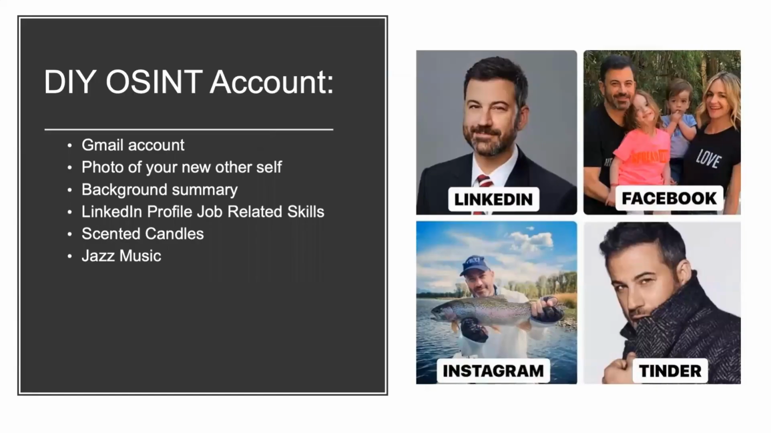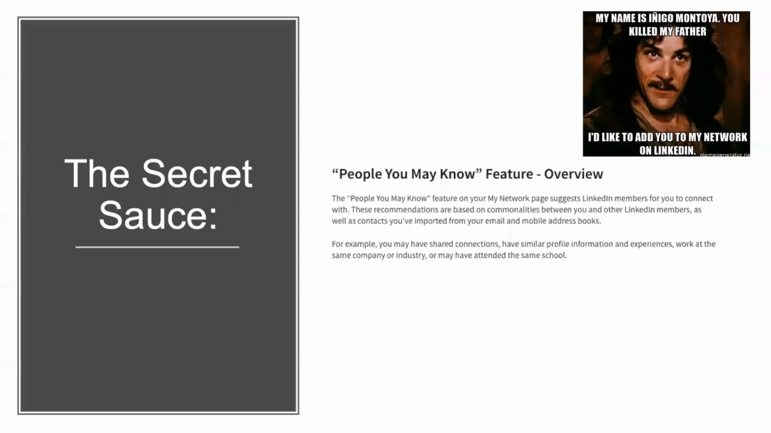Here's a couple tips on what you need to do to get started. Make yourself a Gmail account, grab a photo that you can edit so it's not viewable on Google Images. Give yourself a nice convincing summary, light some candles, and get going. There's a feature on the My Network page of LinkedIn where the process works. Basically, there's a People You May Know feature. It's their way of tracking your connection requests and sending you suggestions for similar contacts. And you want a quality list of connections for this to work.